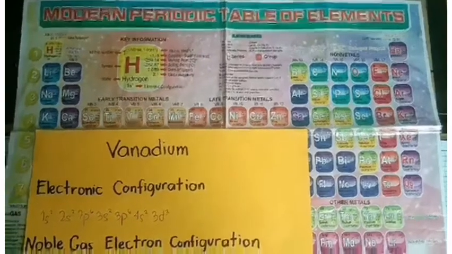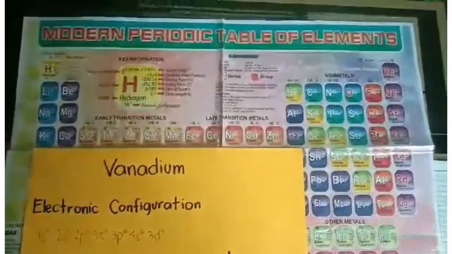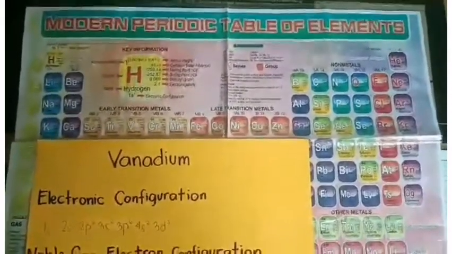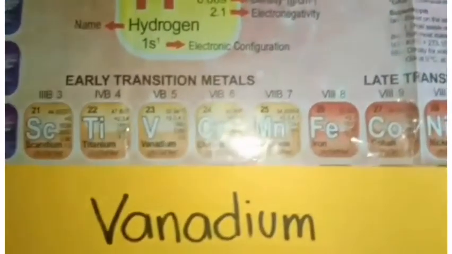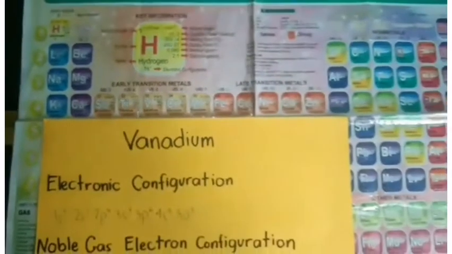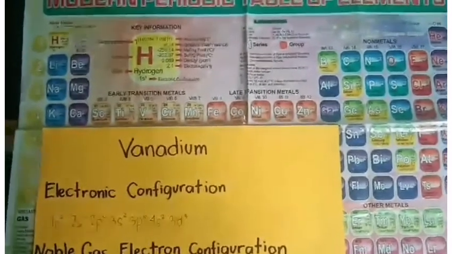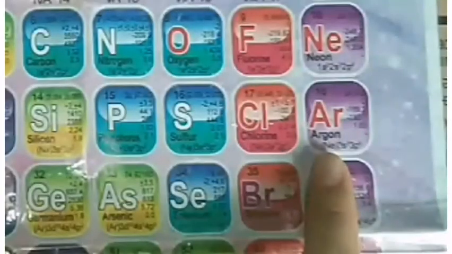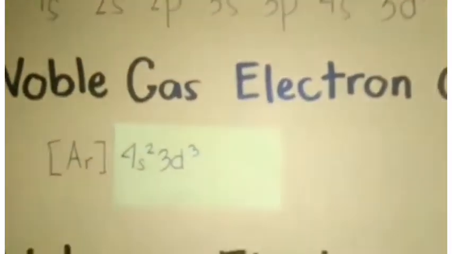Find the noble gas electron configuration of the element vanadium. The first step is to find the element on the periodic table, which is number 23. Go back to the last noble gas that was passed. From here, go back up. The last noble gas passed was argon. And then write the symbol of the noble gas in brackets. Write argon in brackets.